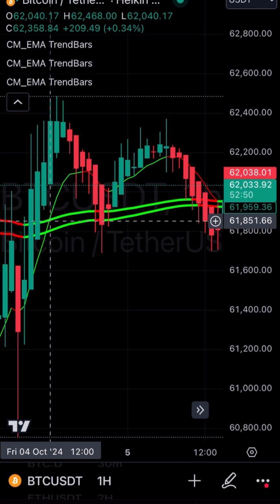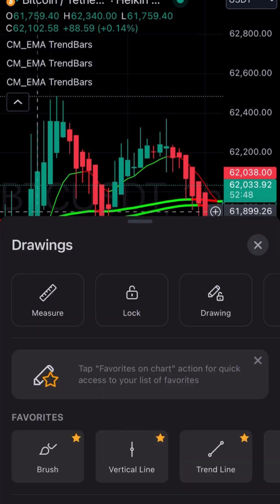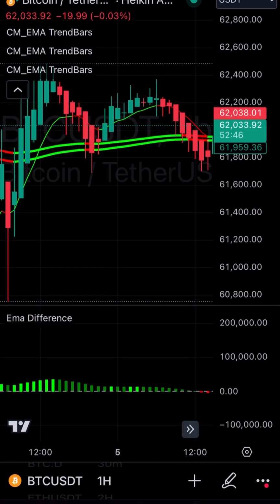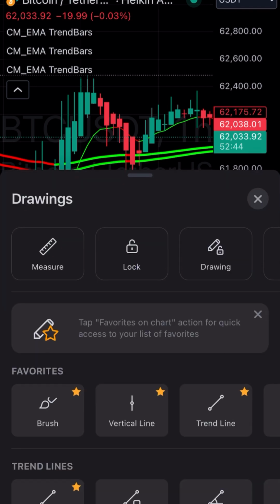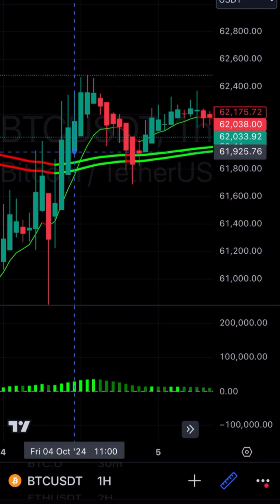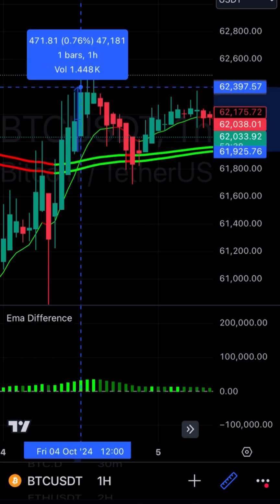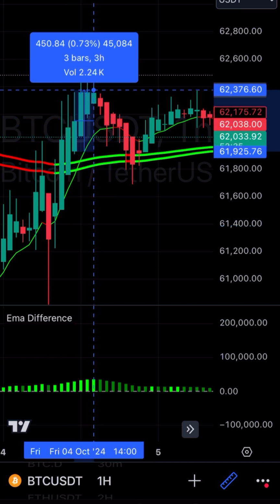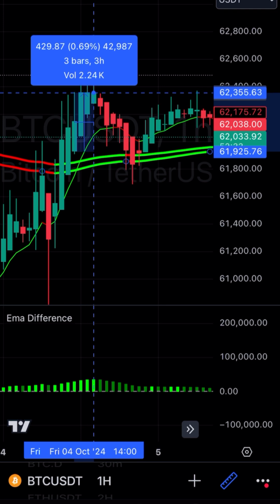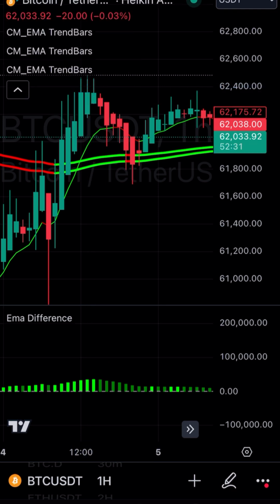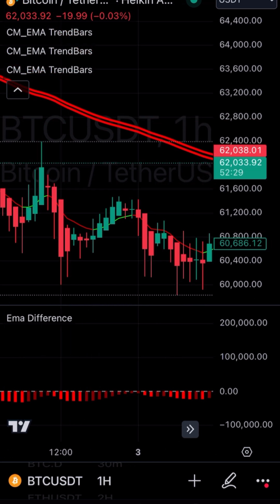But right here you see it crossing. So this would be a trade right here. You see it crossing right here. And you see it also with the EMA difference, so you know exactly when to get out. Right about there. Let's look for another couple moments.